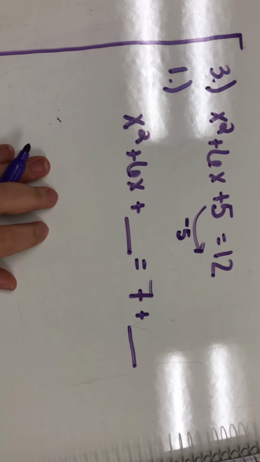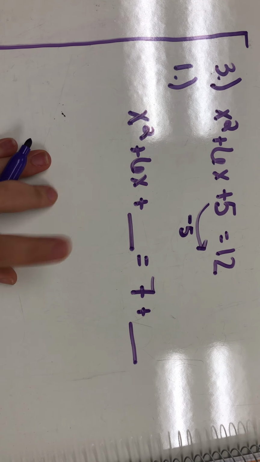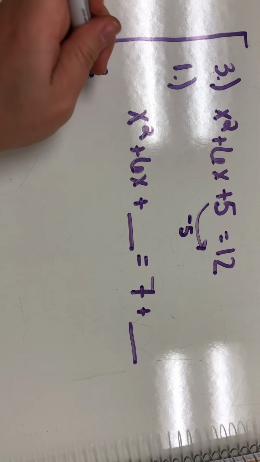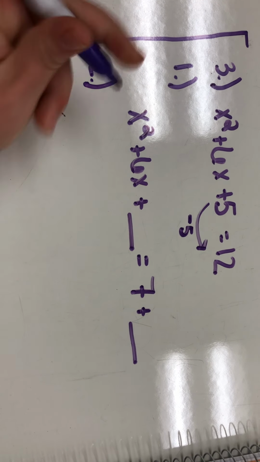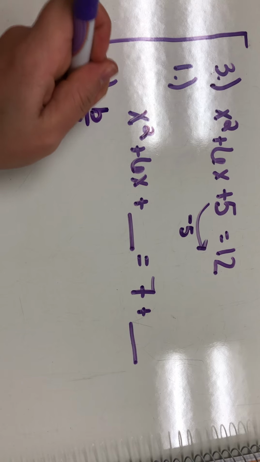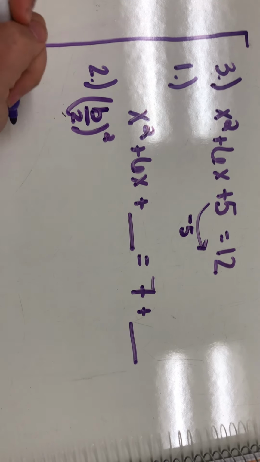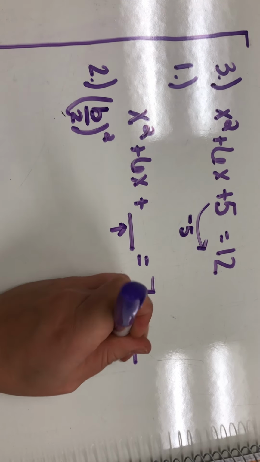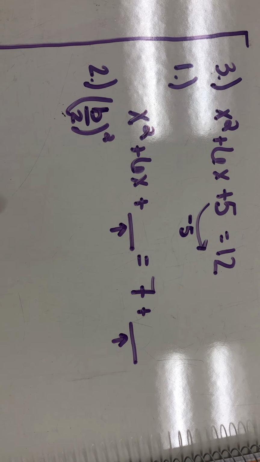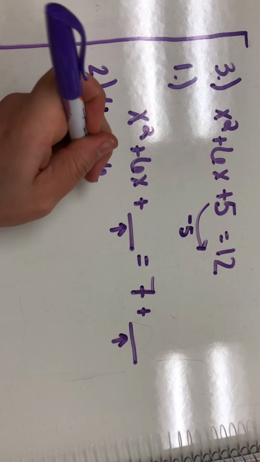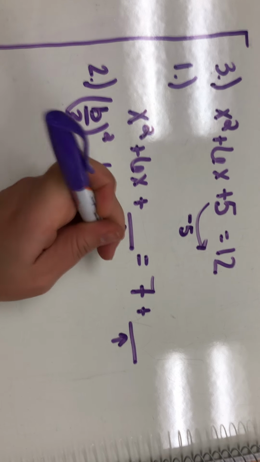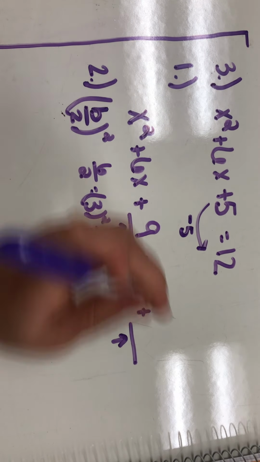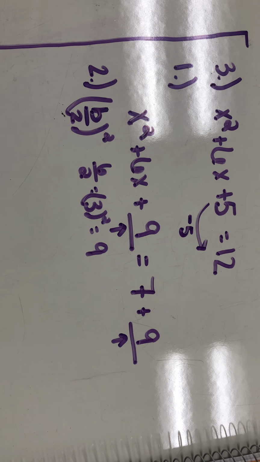Okay. Now, next part, step 2 says make this a perfect square. So we need a perfect square. That's where you do the b over 2 and square it, and you're going to put it in both blank spots. Okay? So 6 over 2, well, that's 3. When you square it, you get 9. So I'm going to put 9 in both those spots.